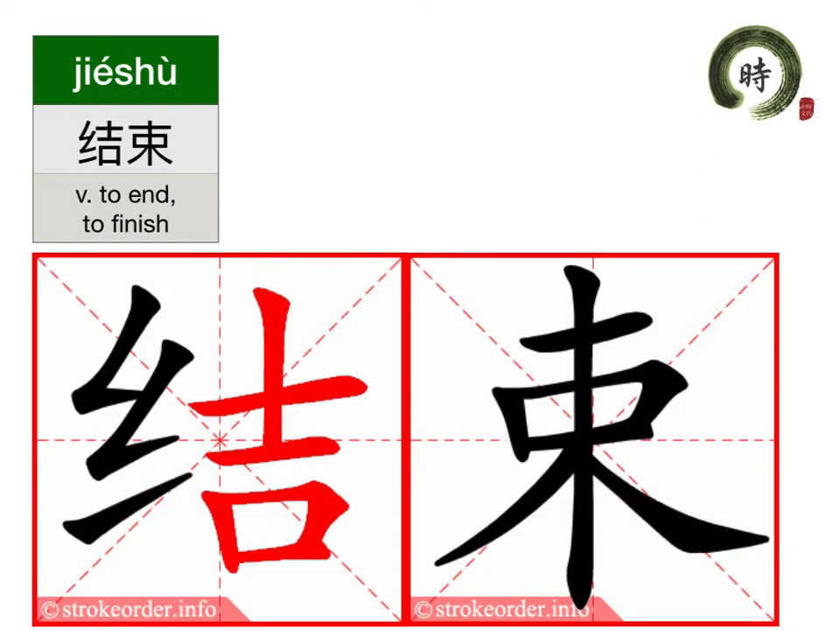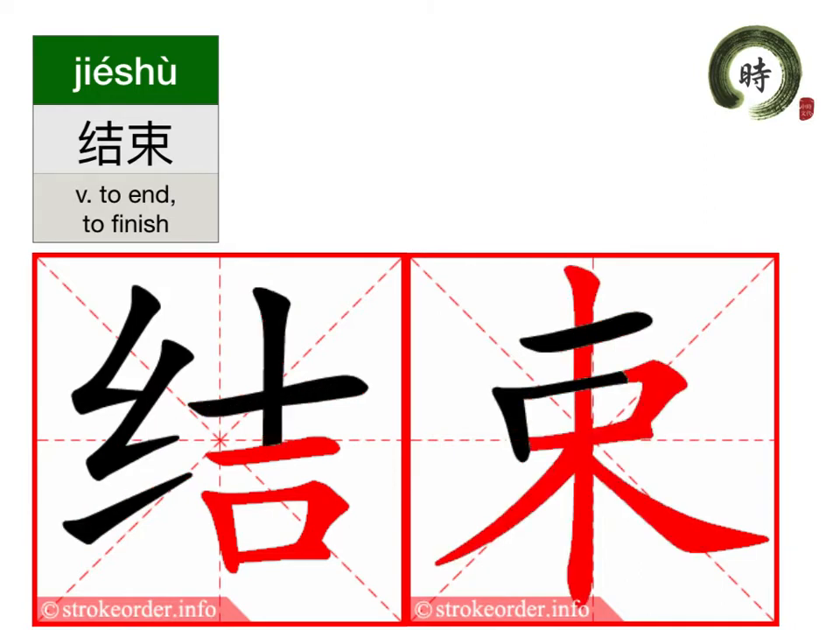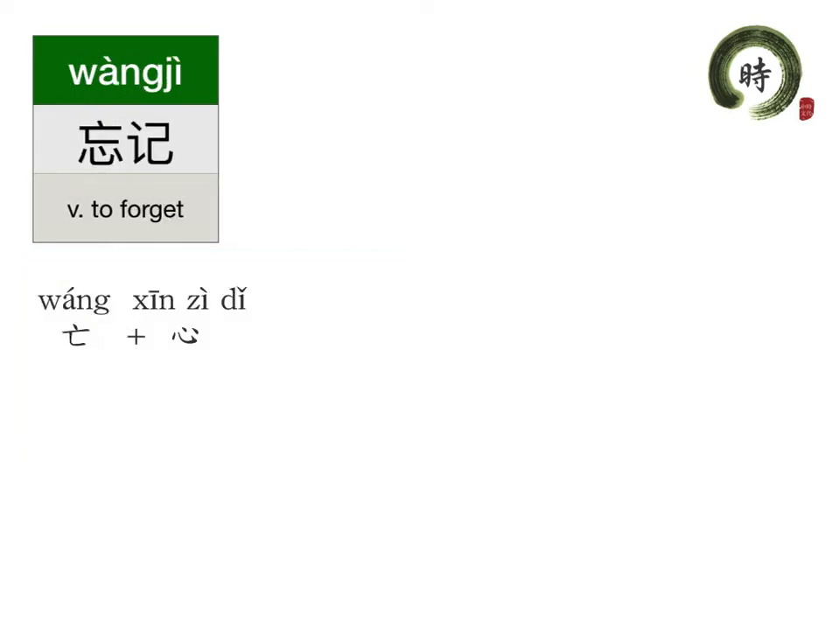So if you want to say the meeting ends, 会议结束了. Okay, now let's move on to the next word. 忘记. 忘记 means to forget. Let's take a look at 忘 here. 忘 is composed of two parts. So for the upper part, it is the character 亡. 亡 has the meaning of to lose. And the lower part is the character 心. If you lose something you memorized, that is 忘记.